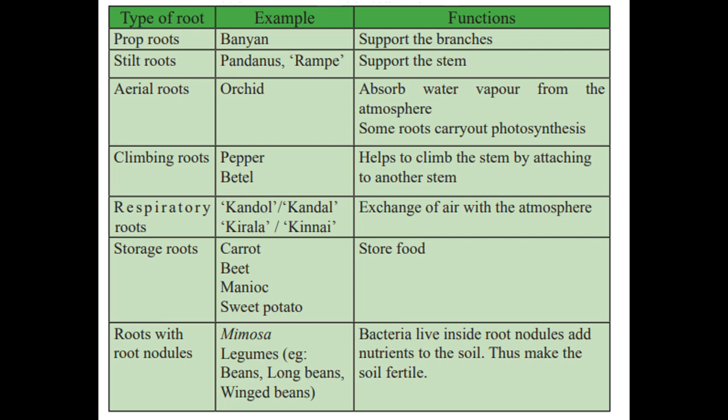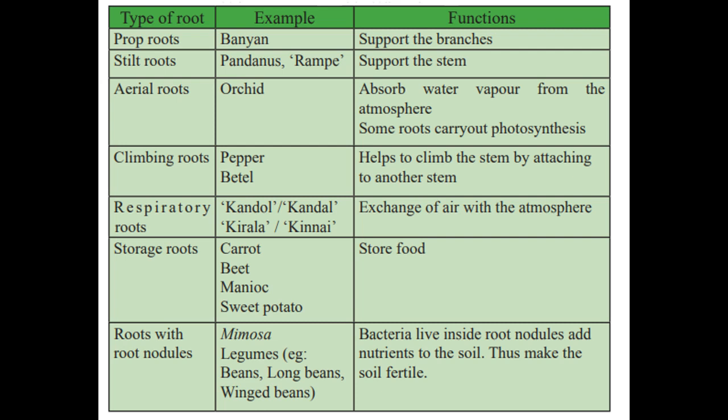Now we'll go through the functions. Support the branches. I explained you what type of roots support the branches. See? Prop roots, right? So what supports the branches? Type of root is prop root. Examples? Yes, banyan. Banyan is a good example. Right, children?